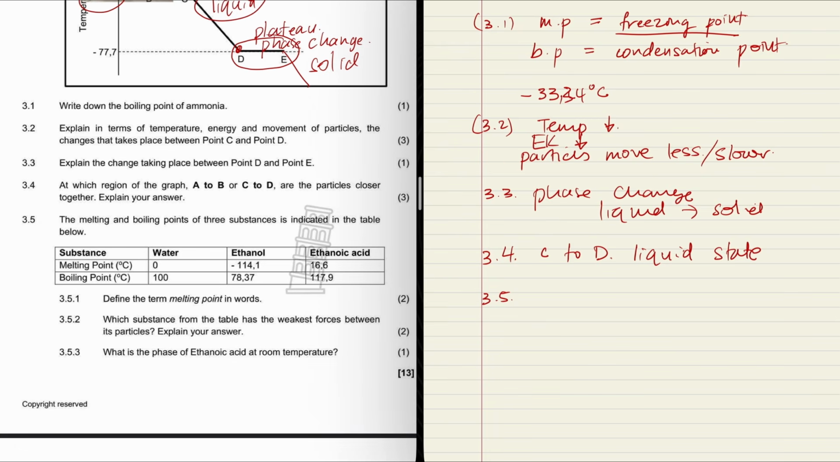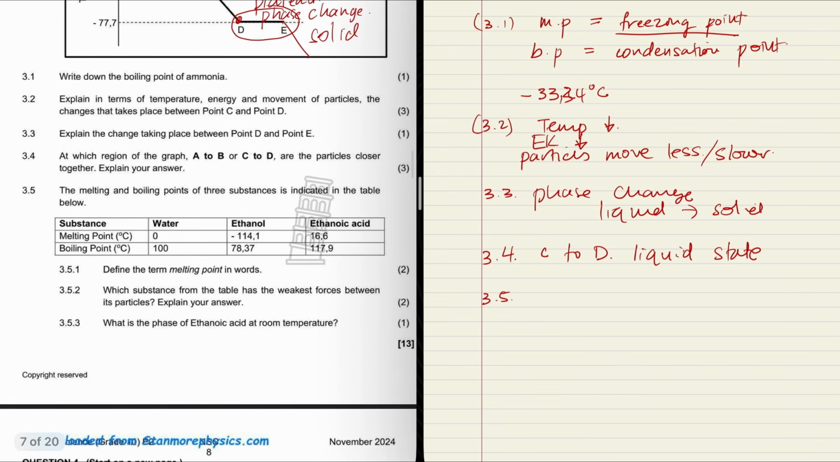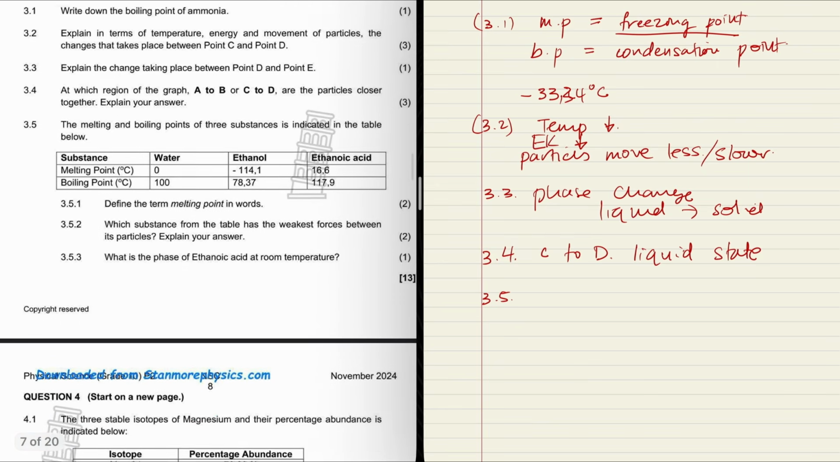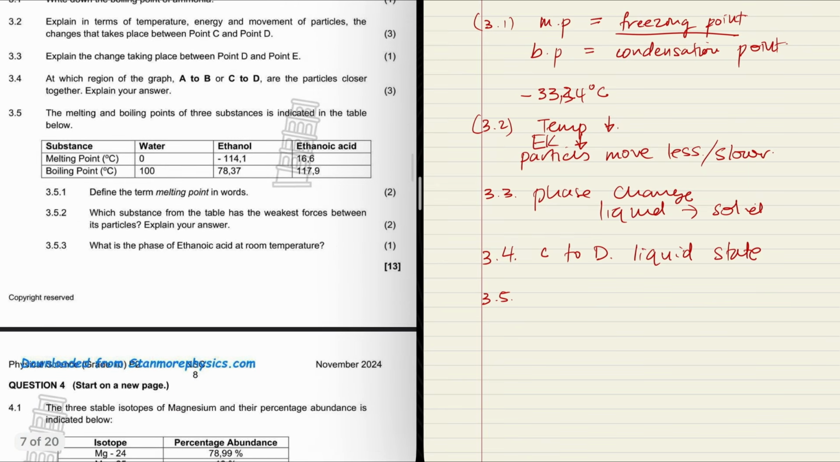Now, question 3.5 says, the melting and boiling points of three substances are indicated in the table below. So we've got water, ethanol, and ethanoic acid. Define melting point, that's fine. 3.5.2, which substance from the table has the weakest forces between the particles? Explain your answer. The answer here is going to be the one that has the lowest melting and boiling point, and so the answer here is ethanol. That's because it has the lowest melting point and boiling point.